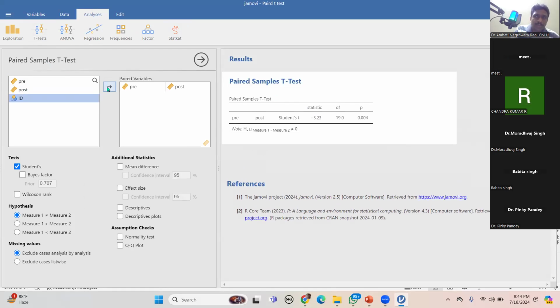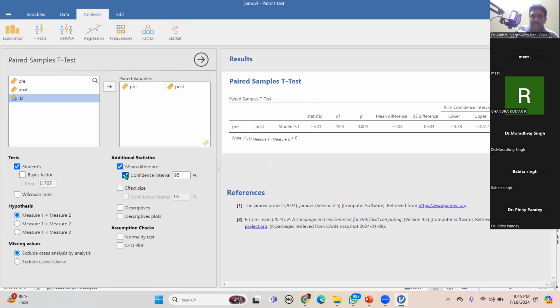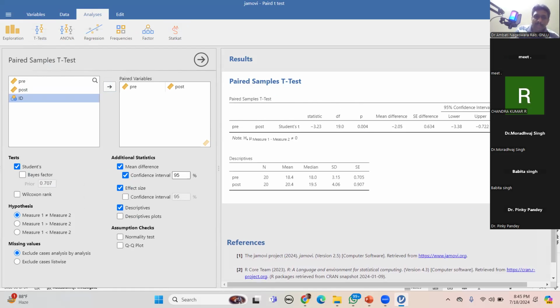Pre-test and post-test. So we got the results here. Now, for the t-test results, I want to see the mean difference between pre and post. I want to see the confidence interval results. I also want to see the effect size, and I also want to see the descriptives.